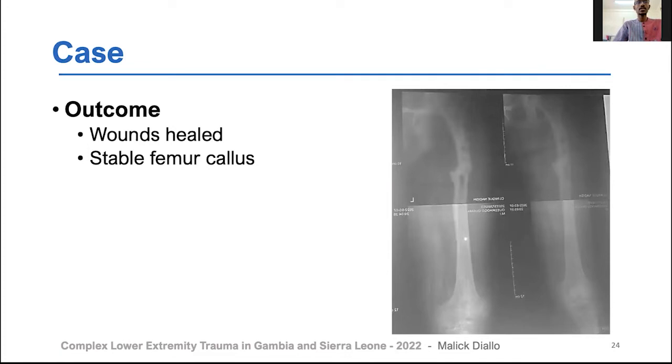Next. Yes. And we have a stable femur callus. This allows him to walk with sticks. Next slide.